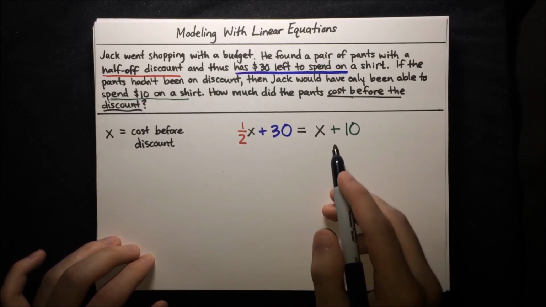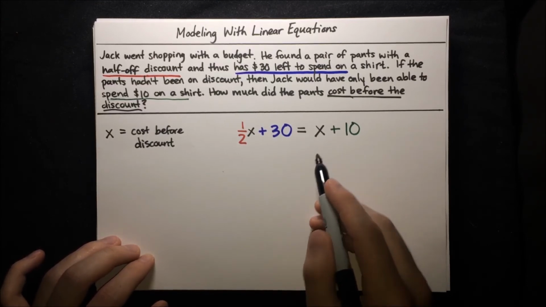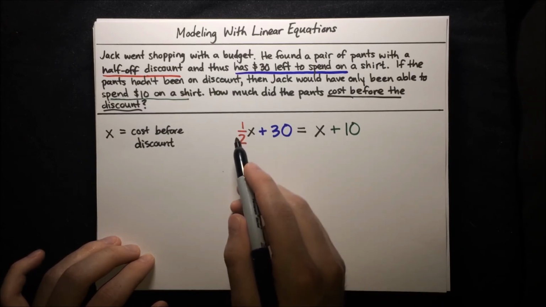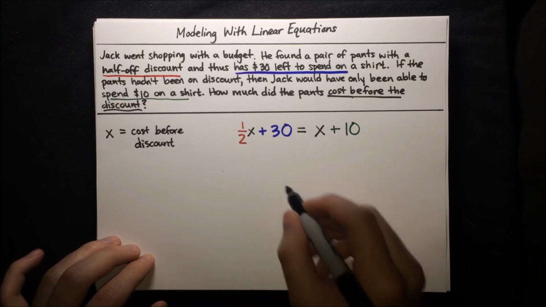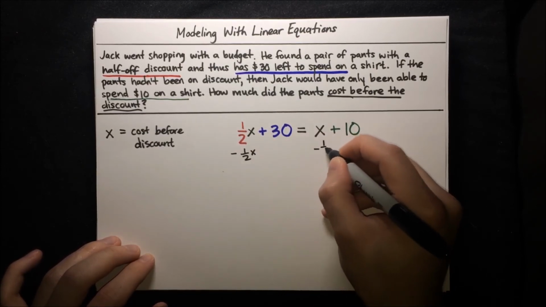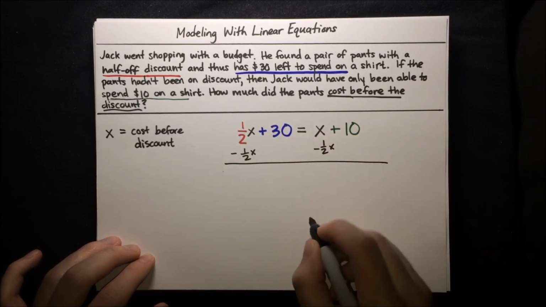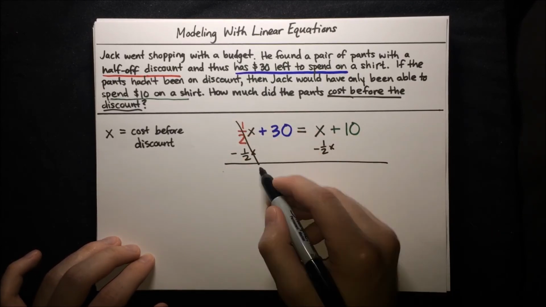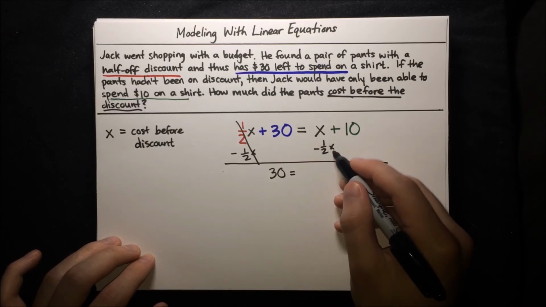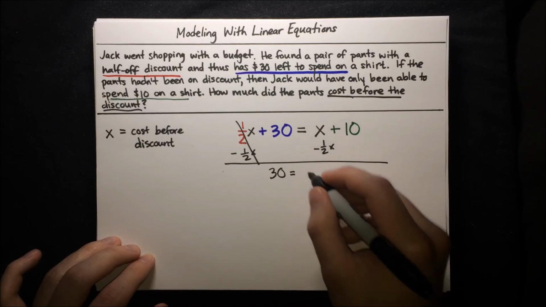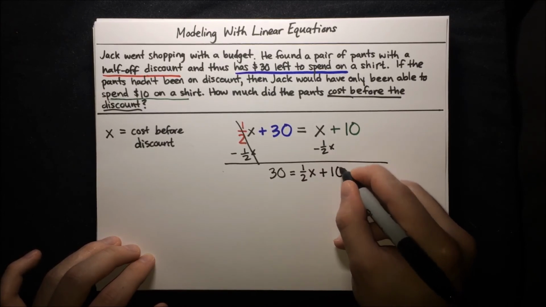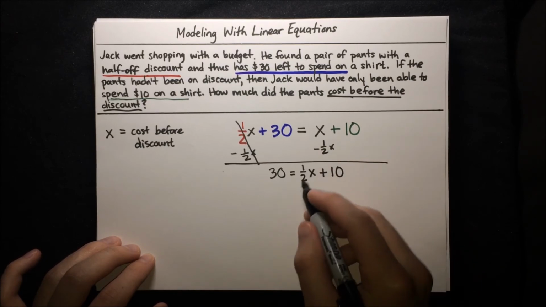So why don't we solve it? Let's first get x on one side. Why don't we get it on this right-hand side, because 1x is bigger than a half x, and we always like to subtract smaller numbers from bigger numbers. So subtract a half x from both sides, and what do we get? Well, that cancels out this side, so we just have 30. 30 is equal to x minus a half x. So 1x minus a half x is just a half x, and then we still have plus 10 on that side. Now let's get a half x alone.